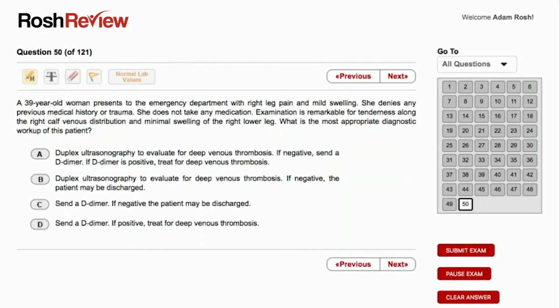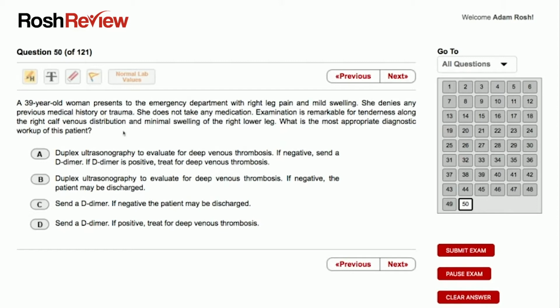All right, so we have a 39-year-old woman who presents to the emergency department with right leg pain and mild swelling. She denies any previous medical history or trauma. She does not take any medications. Examination is remarkable for tenderness along the right calf venous distribution and minimal swelling of the right lower leg. What is the most appropriate diagnostic workup for this patient?